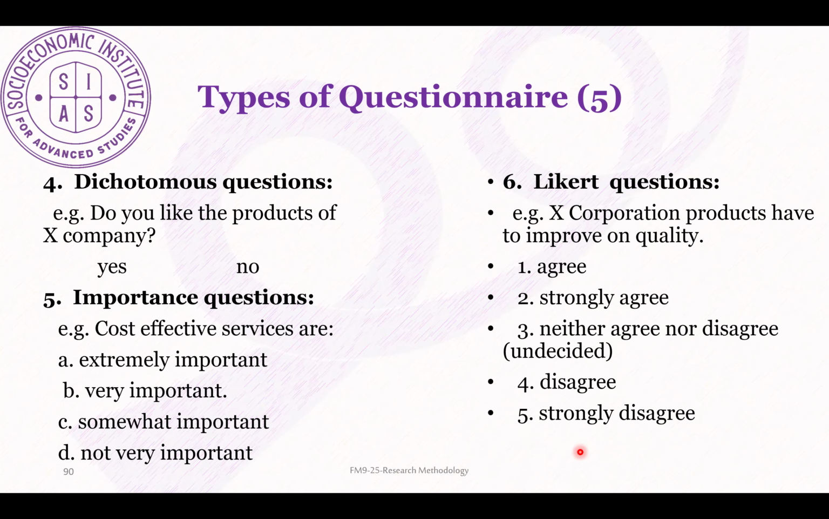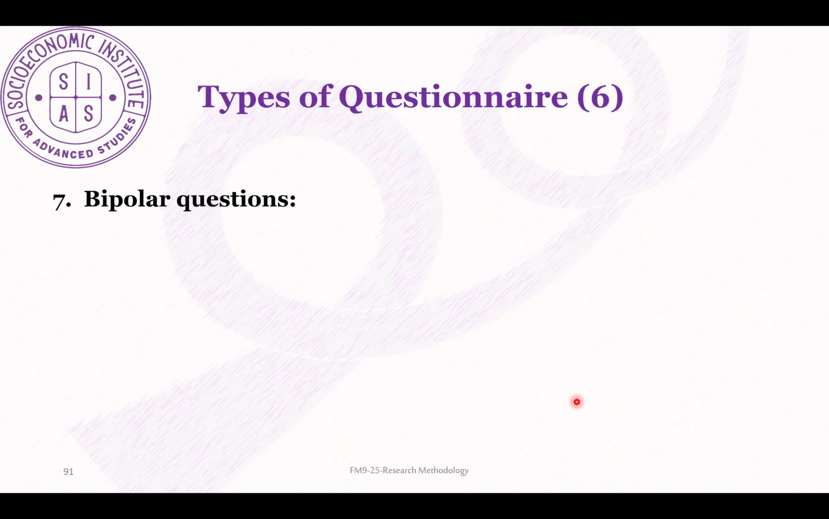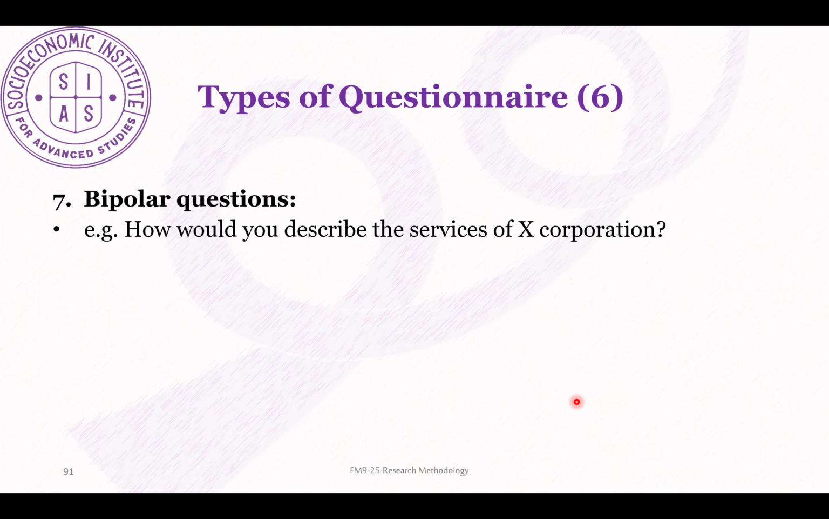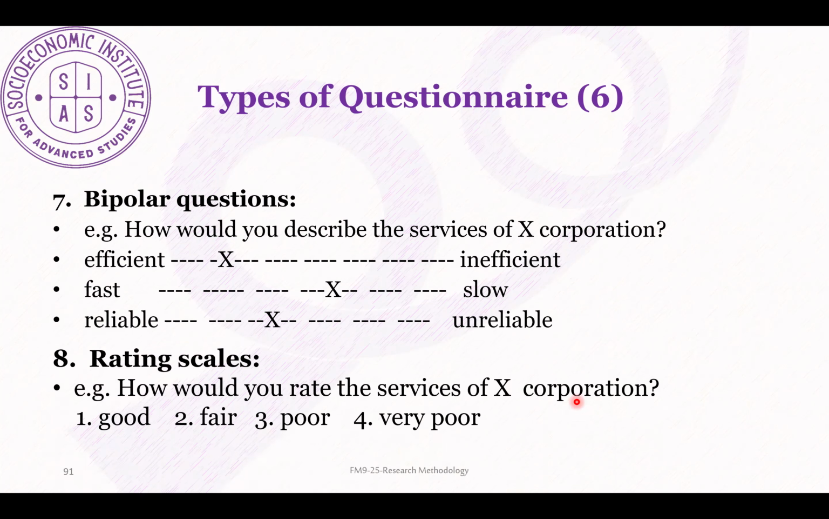This is an example. For example, whether company A's products have improved over time in their quality. You agree, or you don't agree, or disagree, or undecided, or strongly disagree. This is what we call Likert scale. Likert scale usually has 3 or 5 or 7 choices for the respondents. We might have the bipolar questions, which means how would you describe the services of a certain company, whether it's efficient or inefficient? So they will choose among these, or whether it's fast or slow, or whether it's reliable or unreliable. And they will have, again, a scale for that.